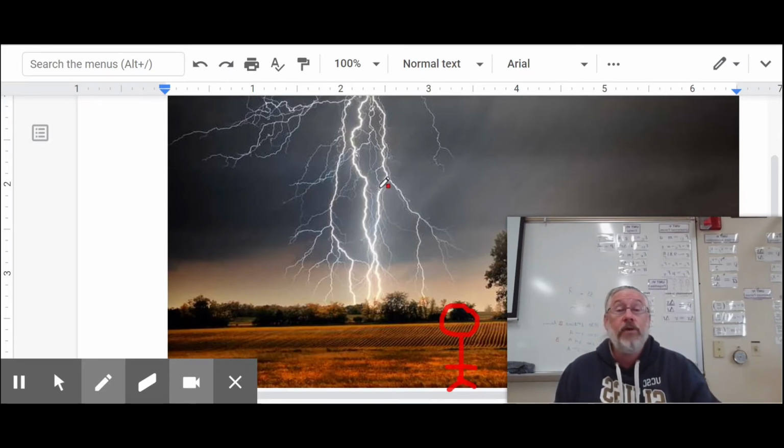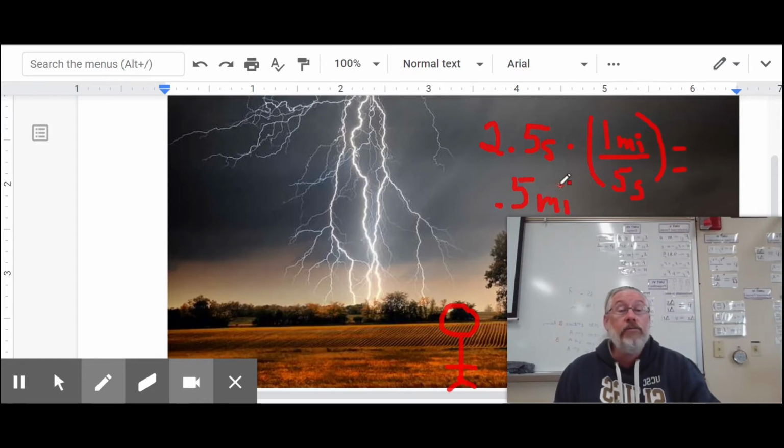So let's say you hear the lightning strike and you count, and let's say you count 2.5 seconds. Okay, so 2.5 seconds. And then we can multiply that by 1 mile over 5 seconds. And then when you calculate that out, that works out to be 0.5 miles away.